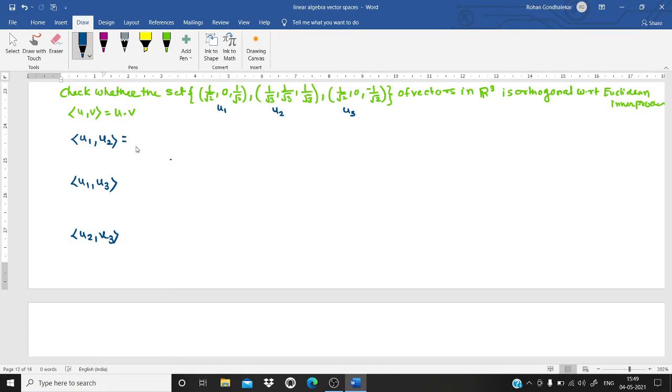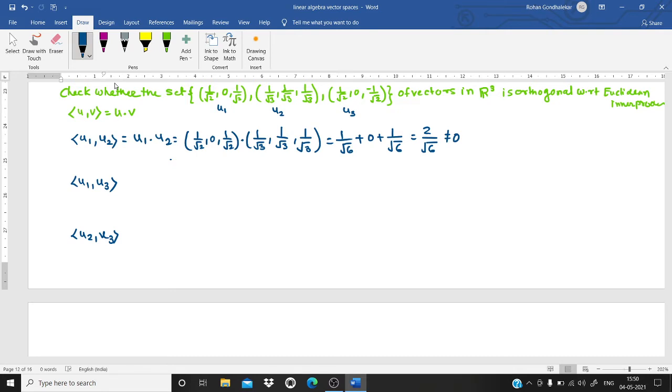So I'll first go for the inner product of u1 with u2, that is the dot product of u1 with u2. What is the u1 vector? 1 by root 2, 0, 1 by root 2, dot product with 1 by root 3, 1 by root 3, 1 by root 3. First coordinate with first coordinate, 1 by root 2 into 1 by root 3 is 1 by root 6, plus 0, plus 1 by root 6, which is 2 by root 6, which is not equal to 0.